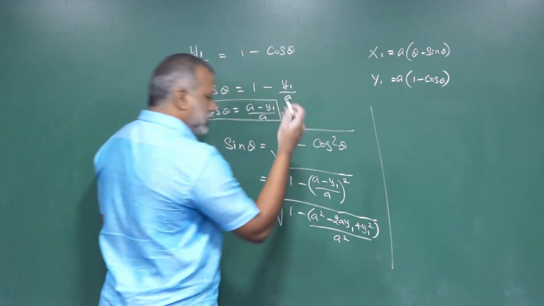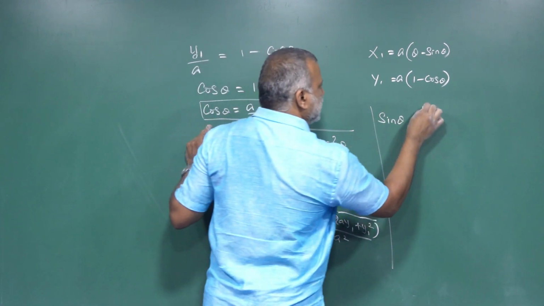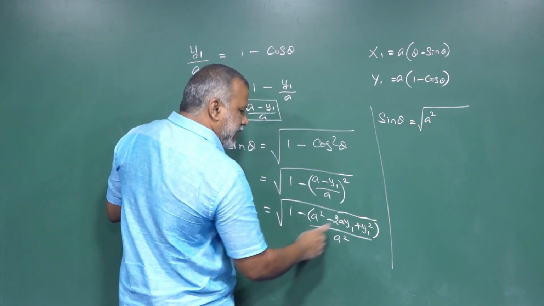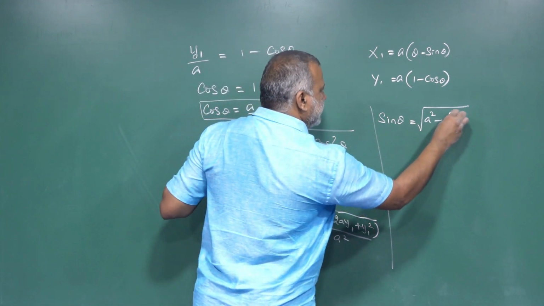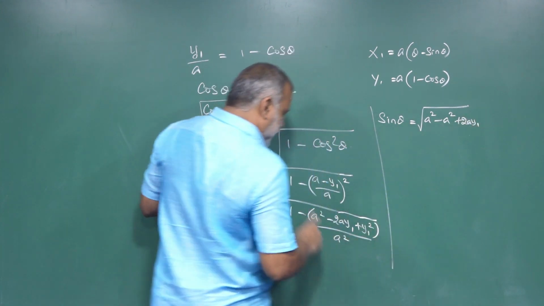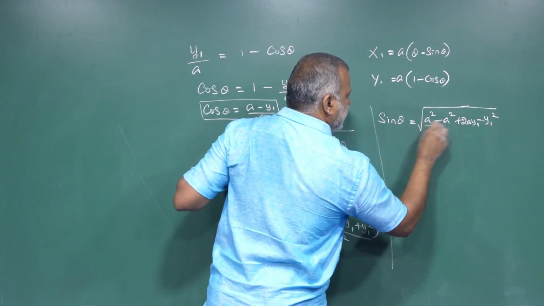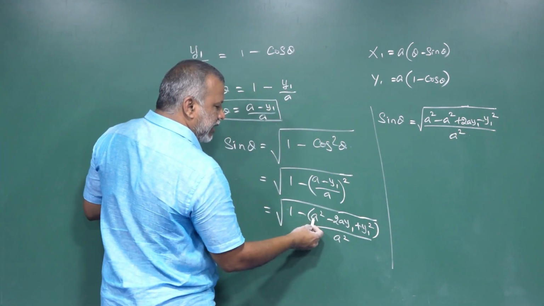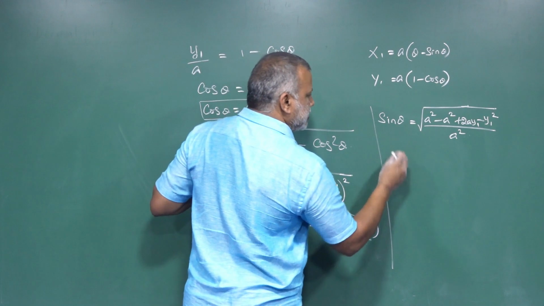Now we want to take the LCM here. Therefore, sin theta is equal to square root of, taking LCM, a squared. Then open this bracket: the negative multiplies all three terms, so it becomes minus a squared, negative of negative becomes positive 2a y1, and minus y1 squared, all divided by a squared.